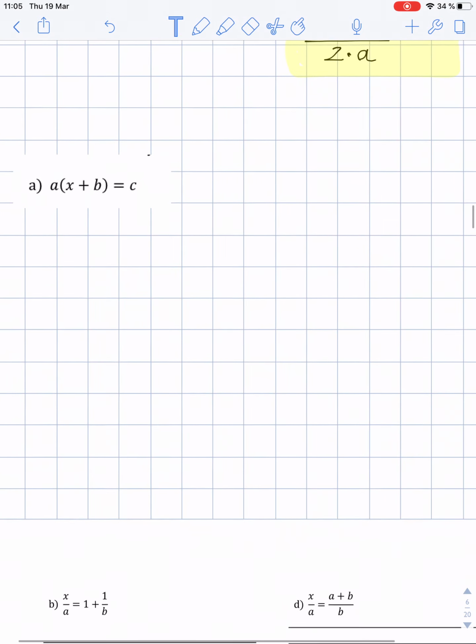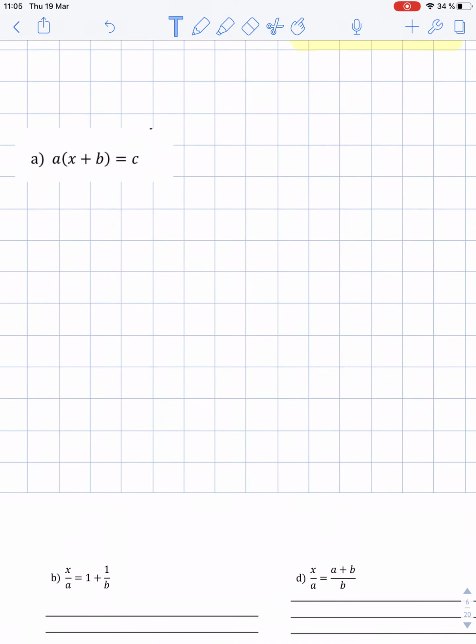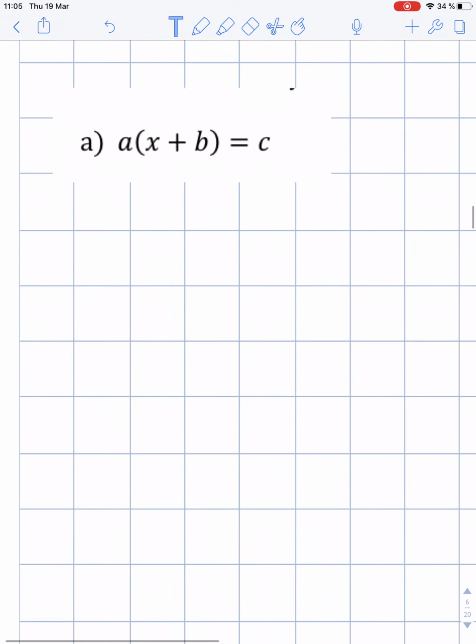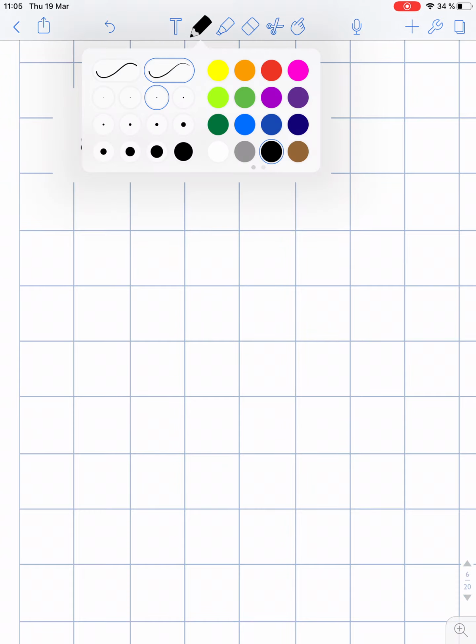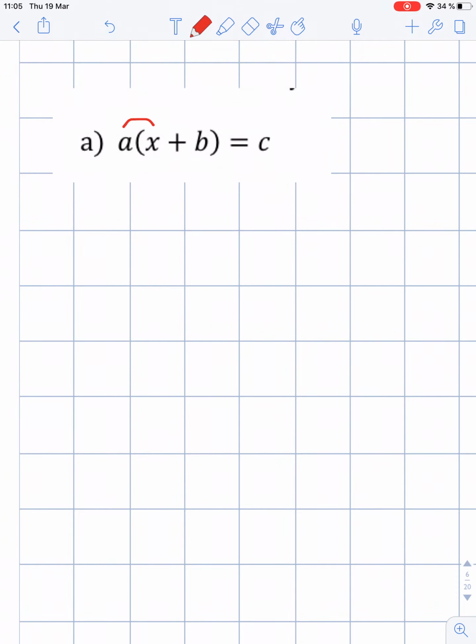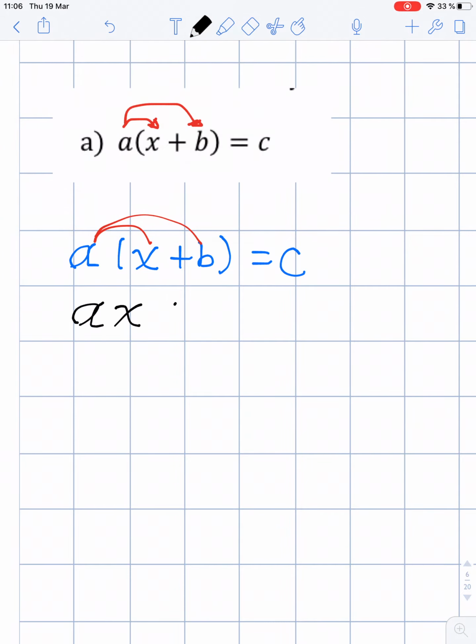Now the final problem in this part is the brackets. I'm going to clarify something about the brackets. When you have a bracket, you need to expand the bracket. That means the number a multiplies x and the number a multiplies b. I'm going to write the expression again to refer to it: a brackets x plus b equals c. After expanding, we are going to write ax plus ab equals c.